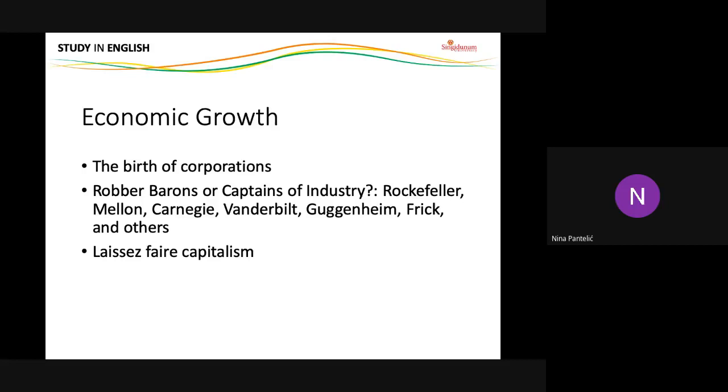So, economic growth, definitely the birth of corporations, and also this French looking word on your screen, laissez faire capitalism. Now, laissez faire comes from the French, of course, and it means more or less let it be. It means we should not interfere with it. We should let nature take its course. We should let the forces of the market determine how wealth is created and distributed. And above all else, do not let the government interfere because that's not its duty.